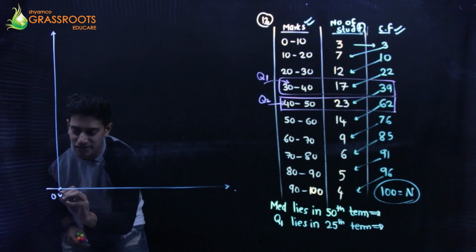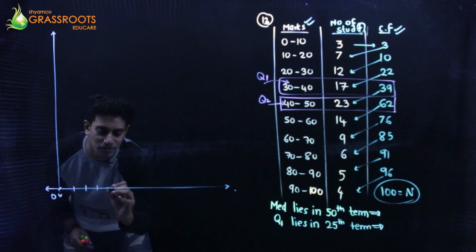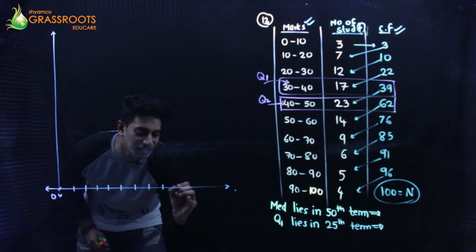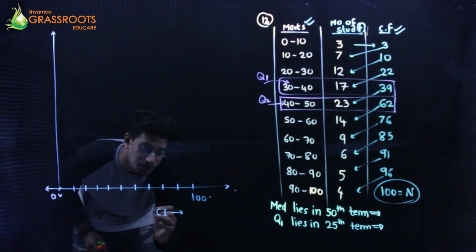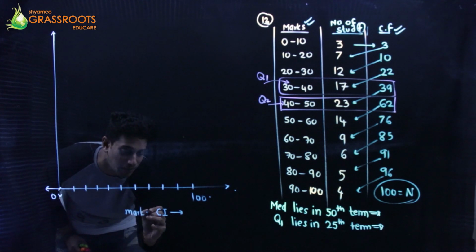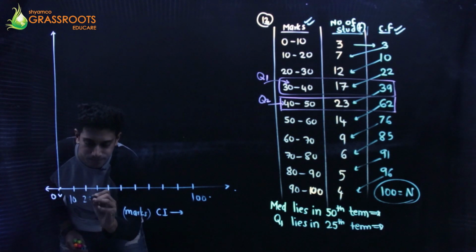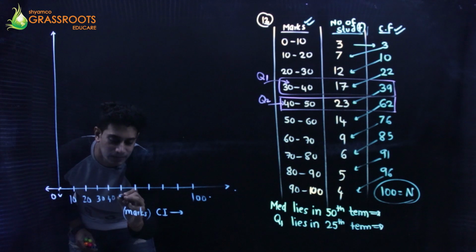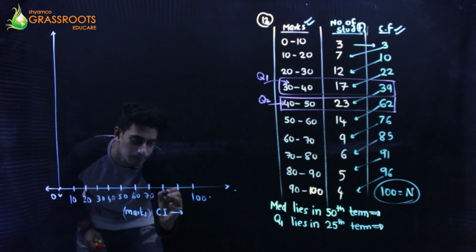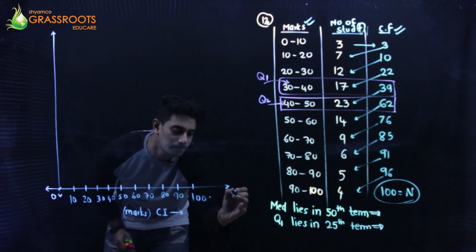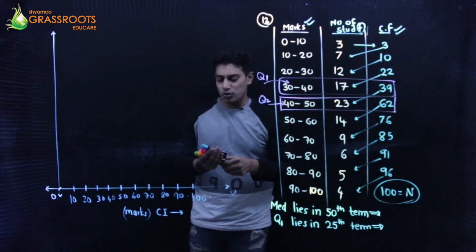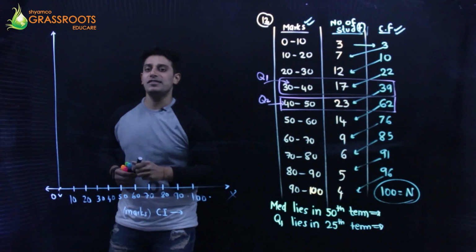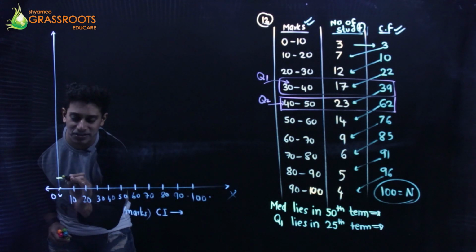Okay, it's simply again the same. 0, 10, 20, 30, 40, 50, 60, 70, 80, 90, 100. This is the class interval which denotes the marks of students. On the X-axis, 1 centimeter as 10 units. On the Y, it's going up till 100. You maintain the same scale, 1 centimeter as 10 units.